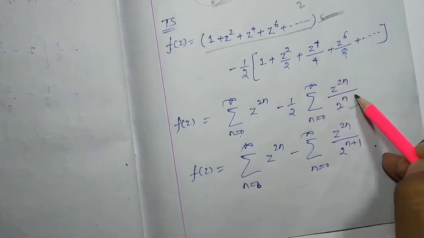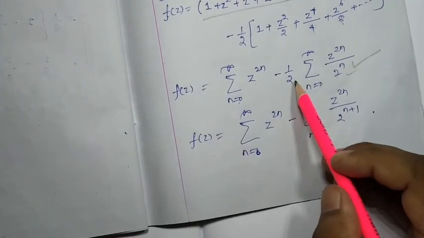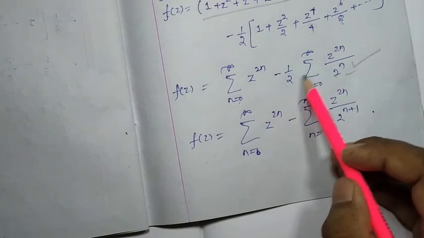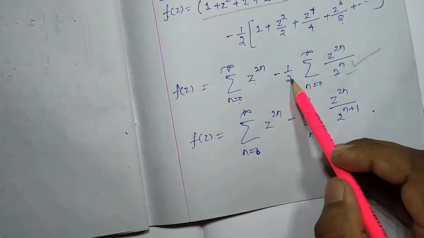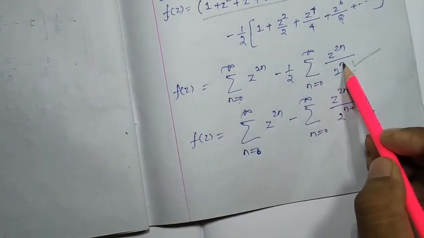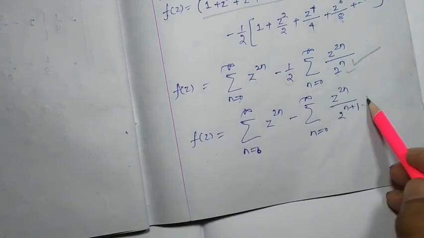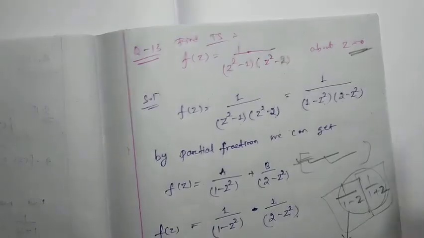Okay, so this is your summation format. Or you can take this 2 inside the summation, it will be 2 to the power n plus 1. So this is your required Taylor series of this one.